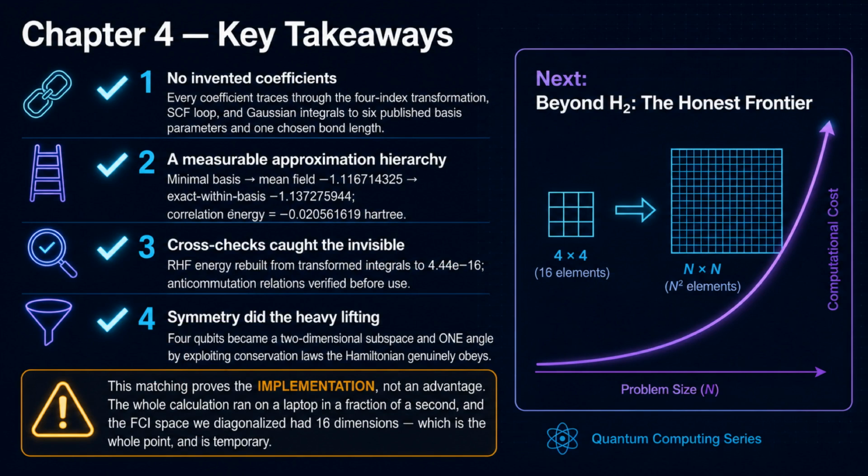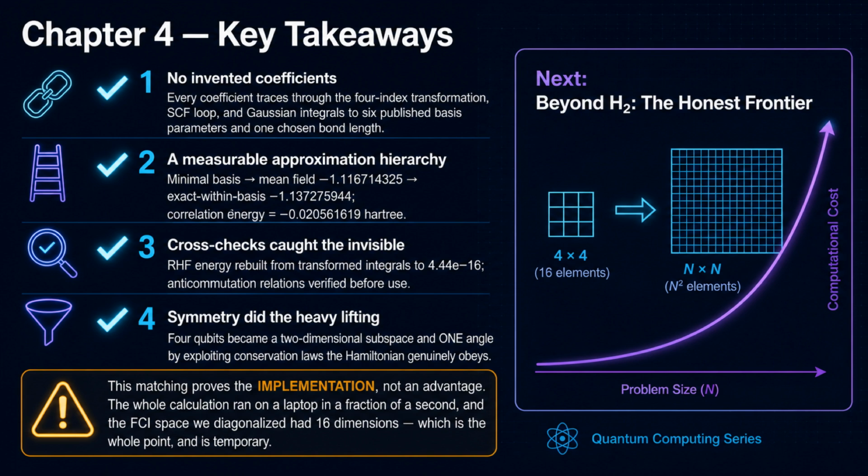Let's recap what changed. The coefficients are no longer invented. Everything traces back through the 4-index transformation, the self-consistent field loop, and the Gaussian integrals to 6 published parameters and 1 chosen bond length. There is a real approximation hierarchy, minimal basis, then mean field, then exact within basis, and each level has a number attached.